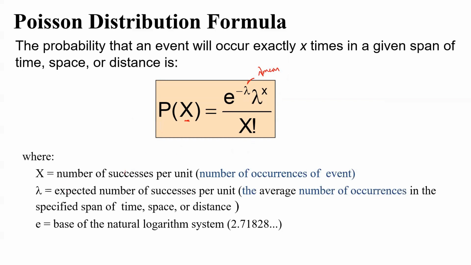Here x stands for the number of successes per unit, and lambda is the expected number of successes per unit, or we can say the average number of occurrences in the specified span of time, space, or distance. And e stands for the exponential value, based on the natural logarithm, which is equivalent to 2.71828. That is its value.